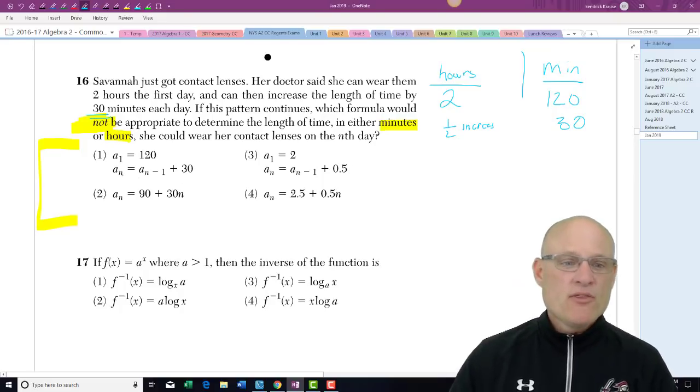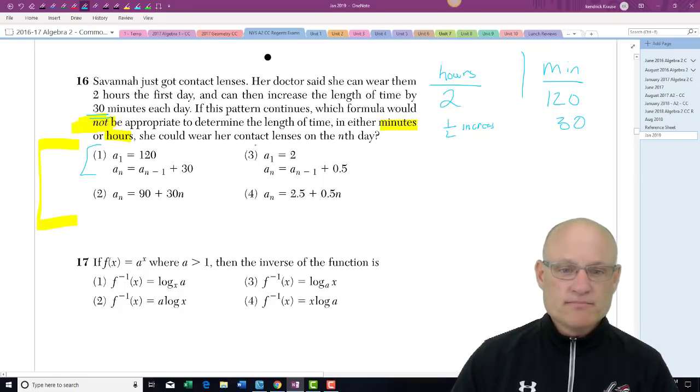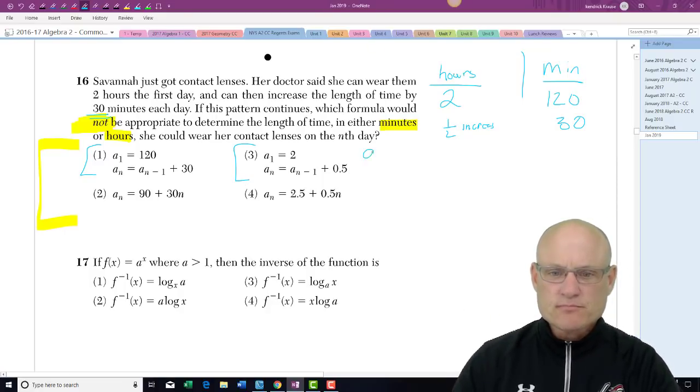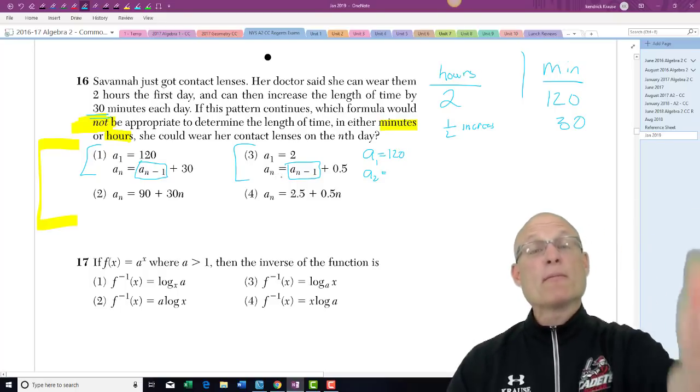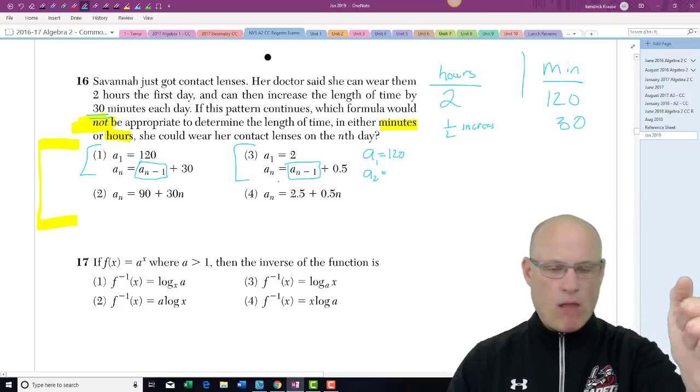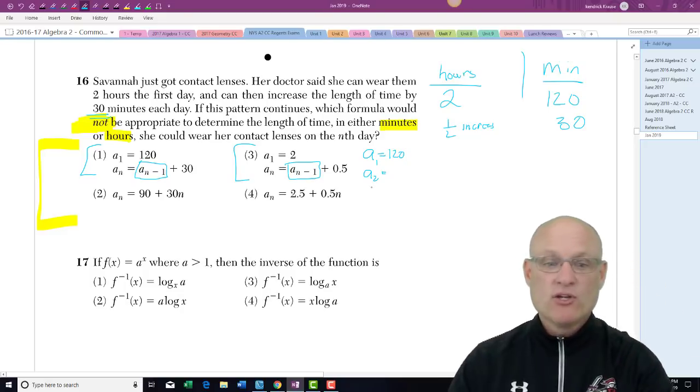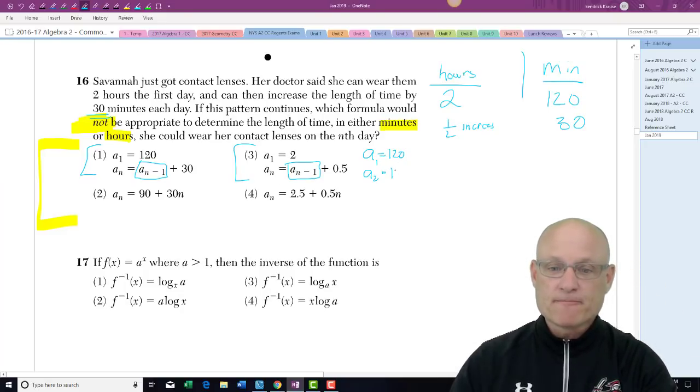So these two are done recursively. So I'm going to grab my calculator and show you the cool way to do recursion. Now let me do it the lame way first. A sub 1 equals 120. A sub 2 equals... Now remember, this thing right here represents the term before. So in this case, the term before is 120. And we're going to add 30.